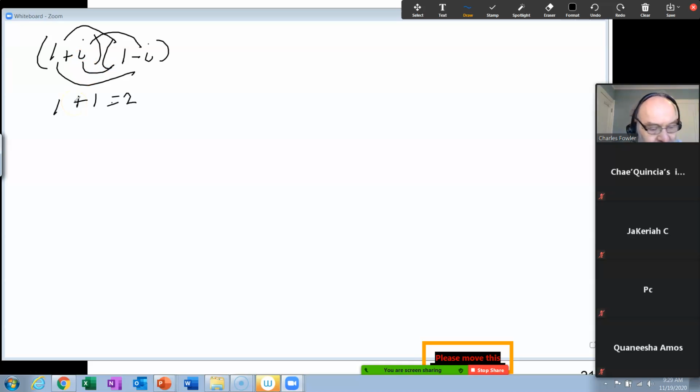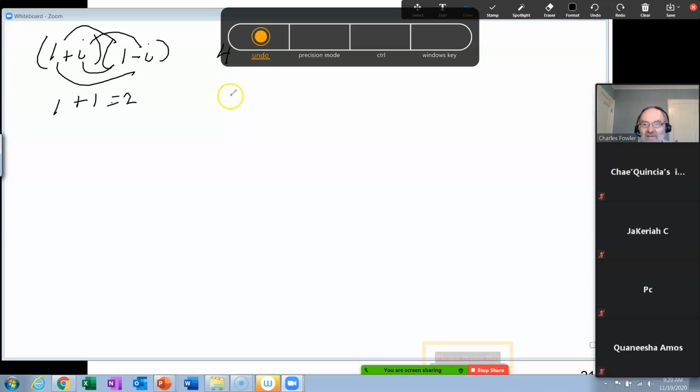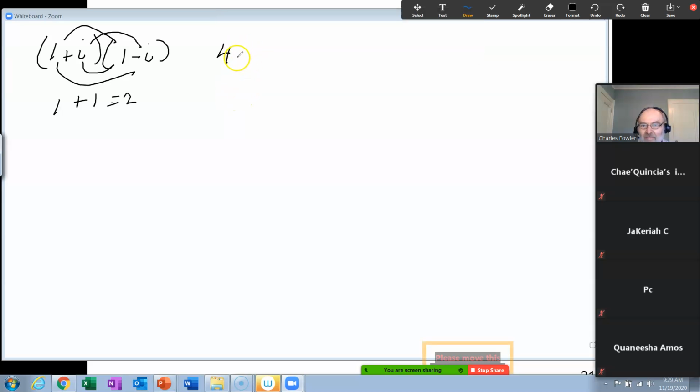Okay. The B part here says multiply each complex number by its complex conjugate. Here the complex number is 4 minus 3i. First, what is the complex conjugate? Does someone want to chip in now? What's the complex conjugate of 4 minus 3i?